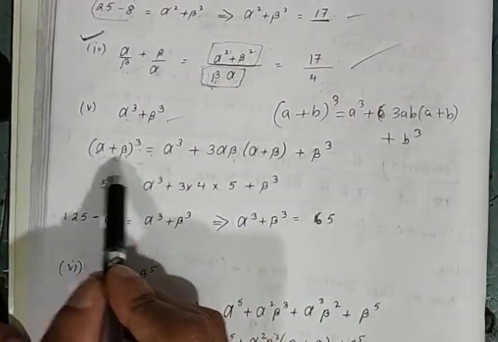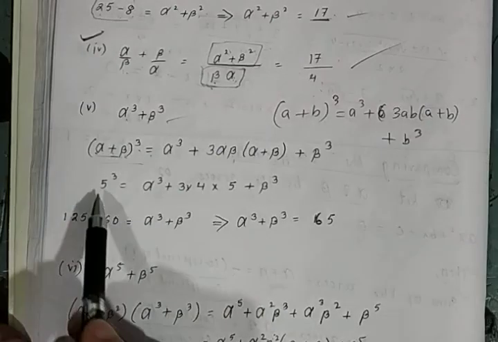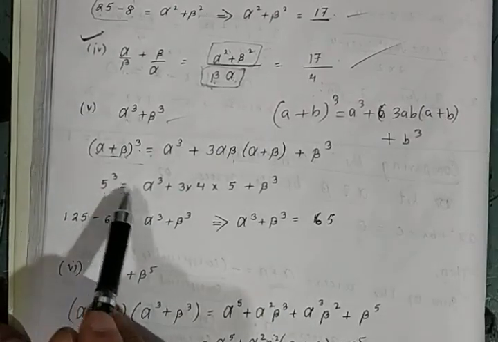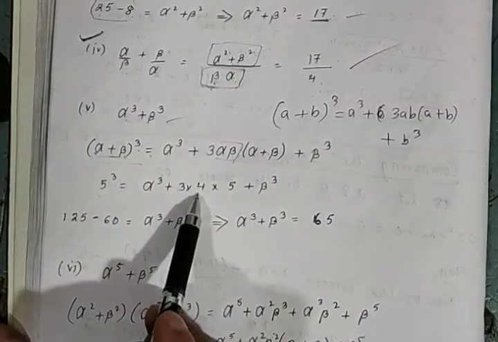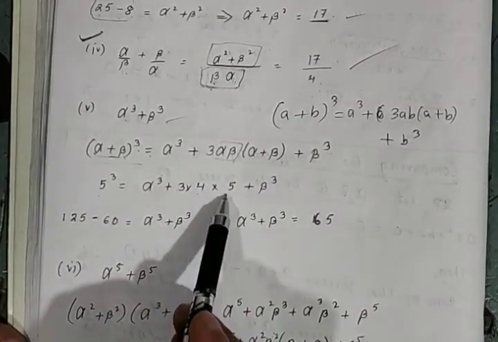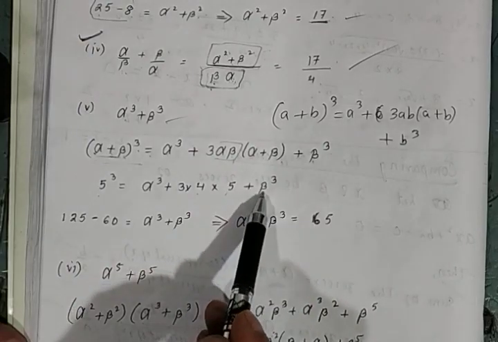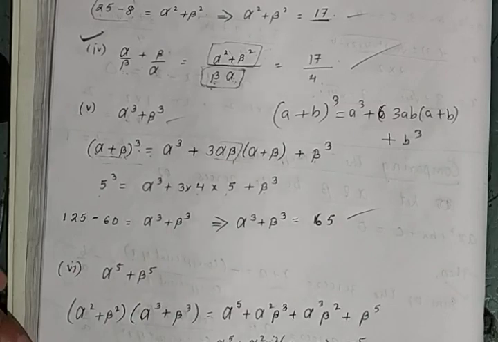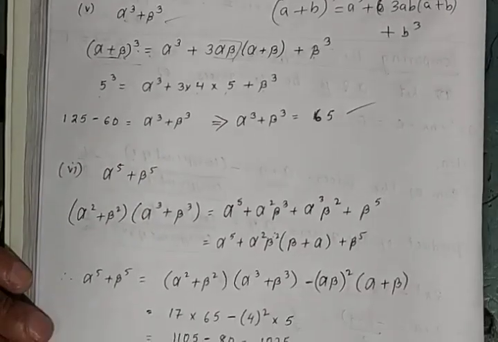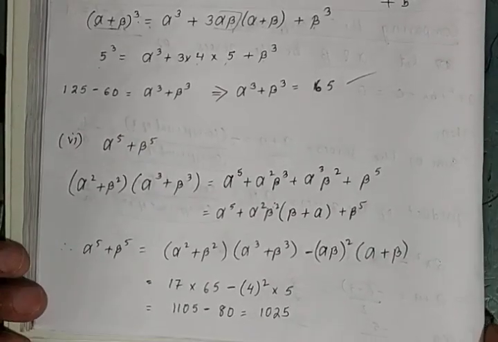Check. Now I know alpha plus beta value. It is 5. 5 cube. Alpha cube as it is. 3 here. Alpha beta I know. Alpha beta is 4. Alpha plus beta is 5. And beta cube as it is. That's how it becomes 65. Check. Now the most important part here. See this question. Everything is connected.